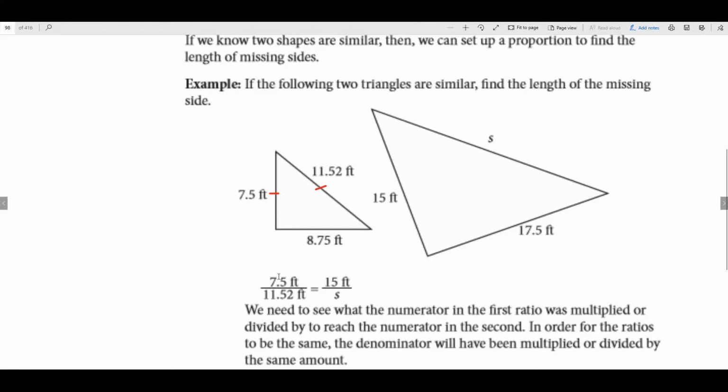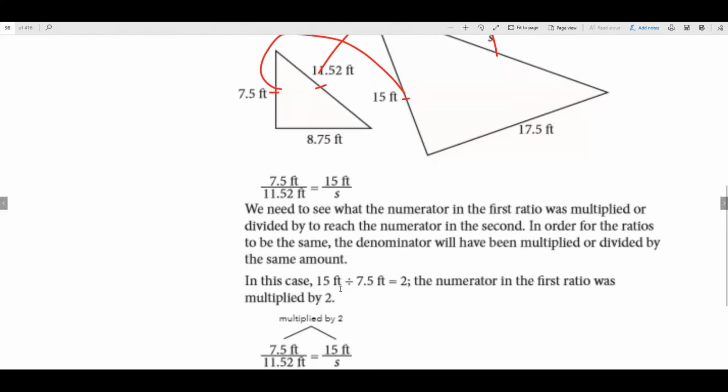So they're setting up the ratio, 7.5 feet to 11.52 feet. Now, these two correspond to these two. So then we're going to set up the ratio like this. The first one corresponds to this one, so that's why it goes first. And then this one is S, the one with the variable, and it corresponds to this one. So we've set it up that way.